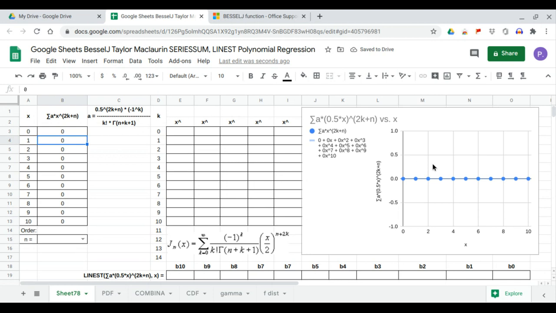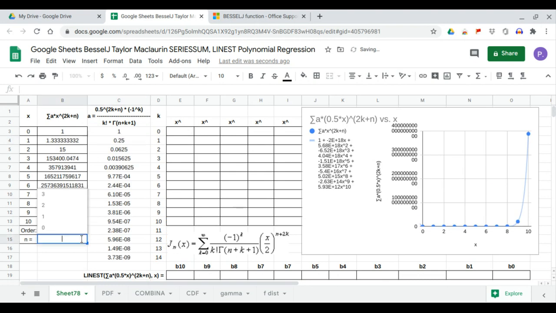So we have here the trend line of the polynomial regression to the 10th degree. So we will continue with the coefficients. So we begin with the array formula for the numerator. 0.5 to the power 2 times k plus n. So that's the first part.